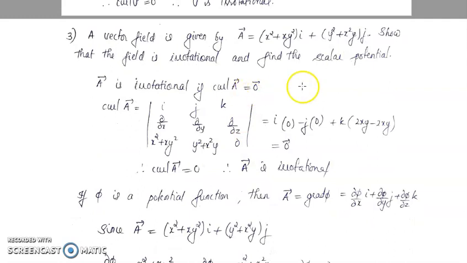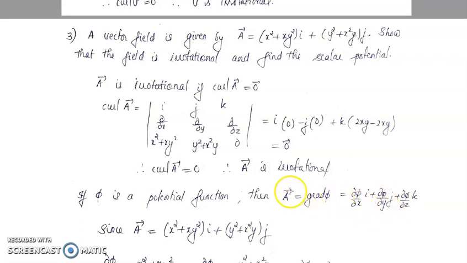Irrotational, you can find a potential function. That means there is a function phi such that A is equal to the gradient of phi. By gradient of phi, that is the vector ∂φ/∂x i plus ∂φ/∂y j plus ∂φ/∂z k.